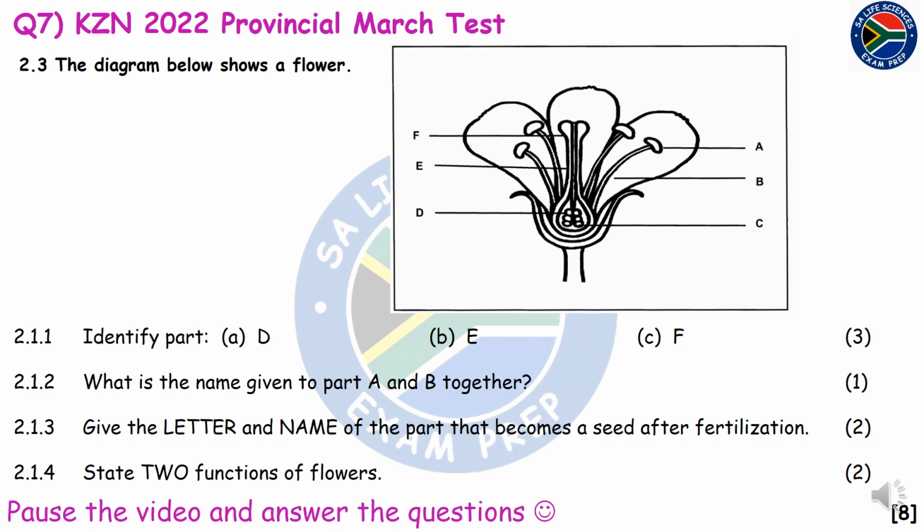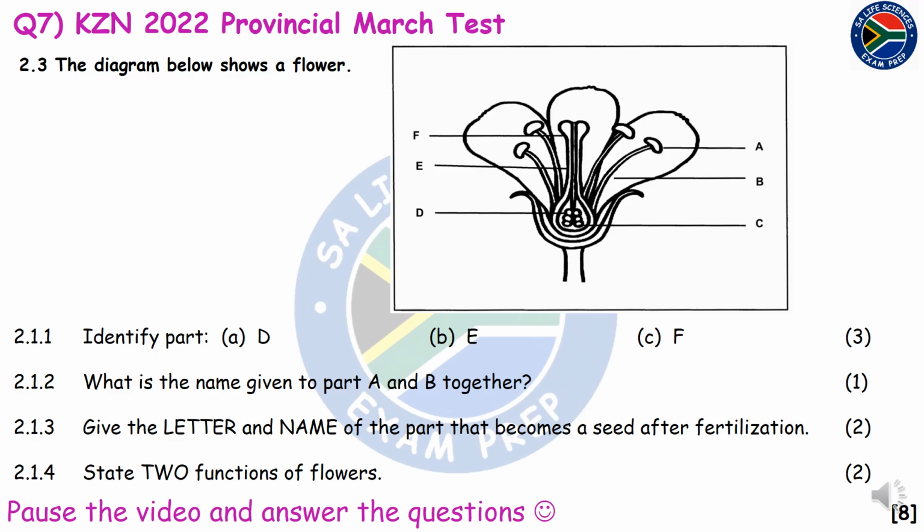Label C is pointing to an ovule, which is inside the ovary. Remember that the ovule becomes the seed. Label D is pointing to the ovary, which contains the ovules. The ovary will become the fruit.